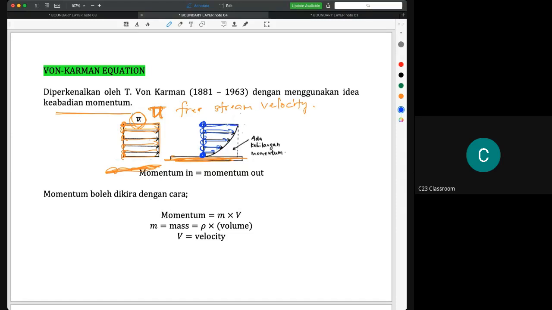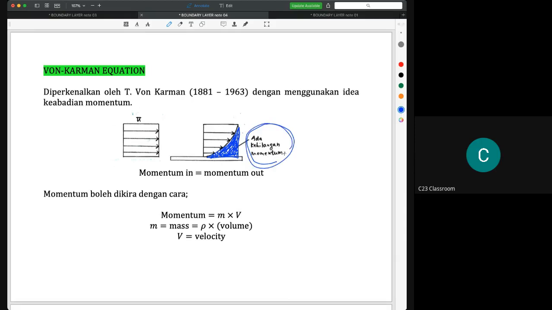So at the top here, we assume that the velocity will go back to free stream velocity, capital U. Now if we see this diagram, we could say that there is an empty area here. This area occurs because there is a momentum loss.